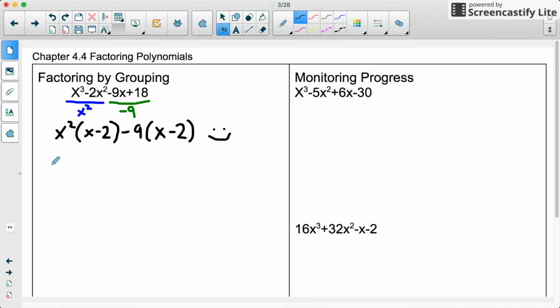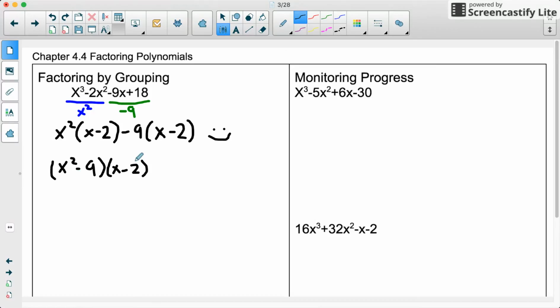And then the next step is just to write this in the correct format. So we're taking x squared minus 9, and we're multiplying that times x minus 2. All right, so the x minus 2 makes an appearance. This x minus 2 makes an appearance down here. And the x squared and the minus 9, we put those together over here. And then we can see if we can factor it anymore.